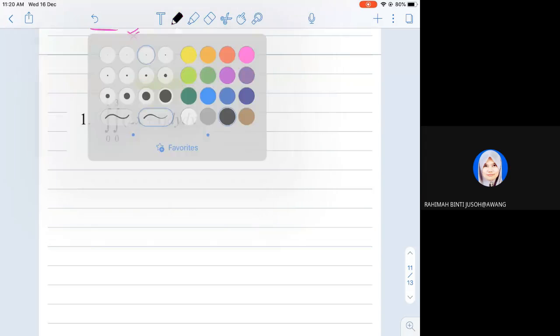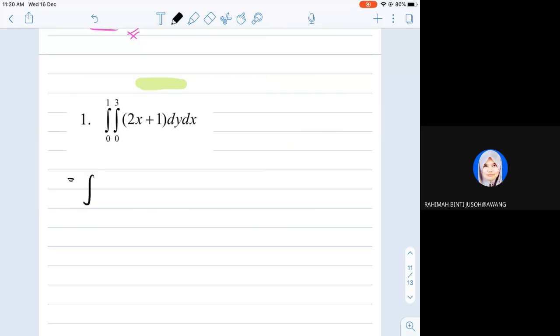Okay, slowly, concept dia. So 0 until 1, 0 until 3. So of course, ni memang rectangular region lah. Okay, so rectangular region, dia punya limit x, limit y from 0 until 3 and then limit of x from 0 until 1. Okay, so kalau you sketch dia punya region, the region would be like this, 0 until 3, 0 until 1.